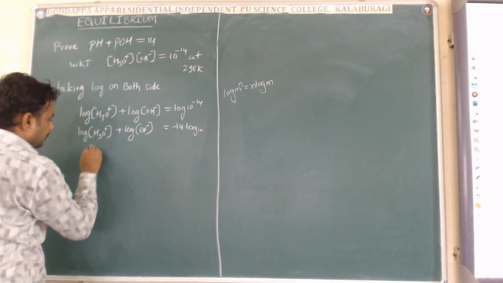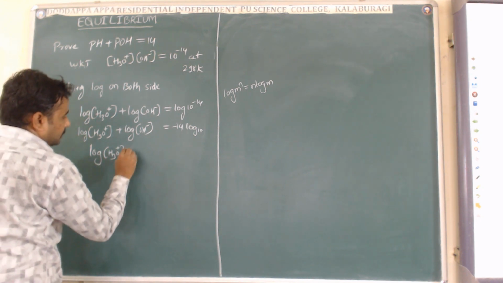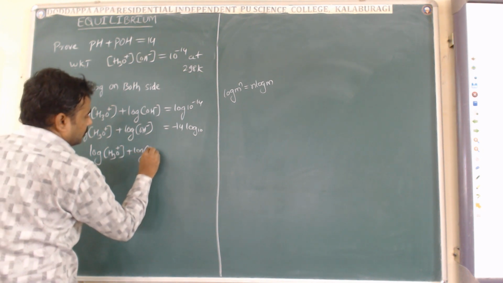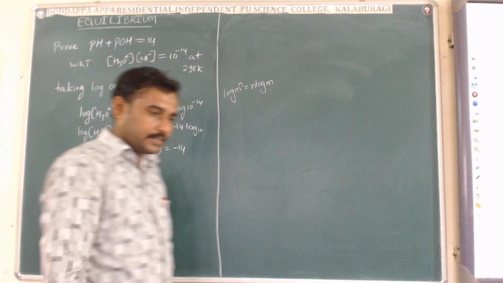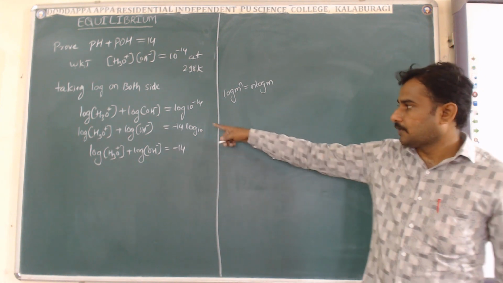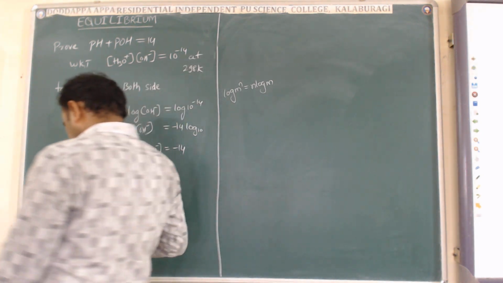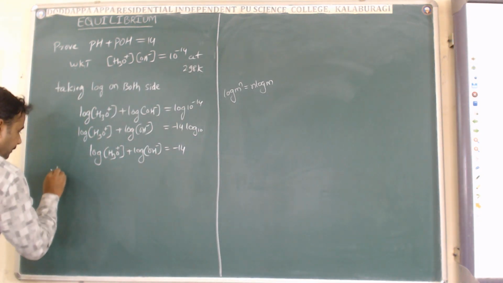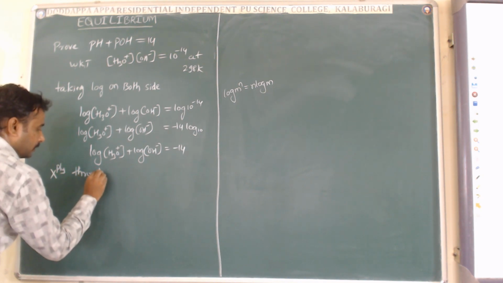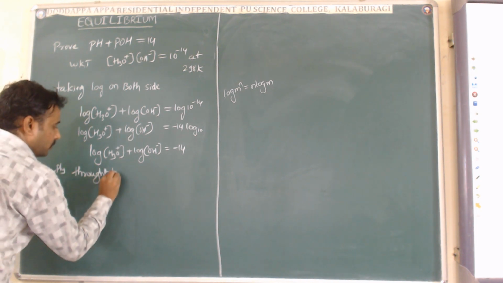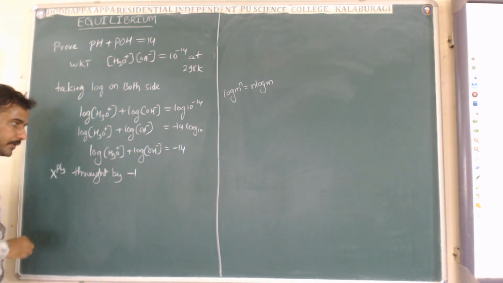Log of H3O plus, log of OH minus is equal to minus 14. We are taking 14 here. Why? Because log 10 value will be 1, 1 into minus 14, minus 14. Next, multiply throughout by -1. If you multiply throughout by -1, then what value will we get here?